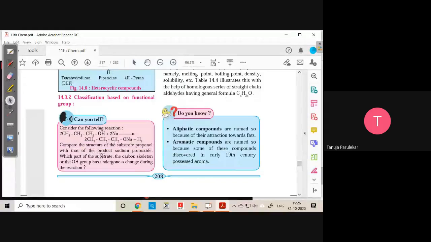Compare the structure of the substrate propanol, this structure is the propanol structure, with that of the product sodium propoxide. This is called sodium propoxide. Sodium is now combined with propanol, H is out. Which part of the substrate, the carbon skeleton or the OH group, has undergone a change during the reaction? The question is whether the carbon skeleton has undergone a change or only your OH has undergone a change. Can you tell me?